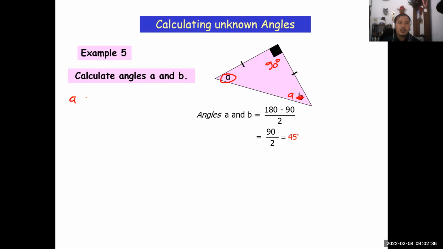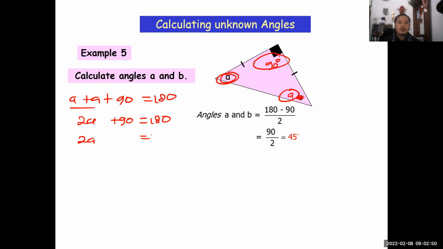So it's A plus A plus 90 equals 180. Okay, we do the same thing. A plus A is 2A plus 90 equals 180. And 2A equals 180 minus 90. And 2A equals 90. And A equals 90 divided by 2. And that will be 45 degrees. Okay, so we get the same answer.